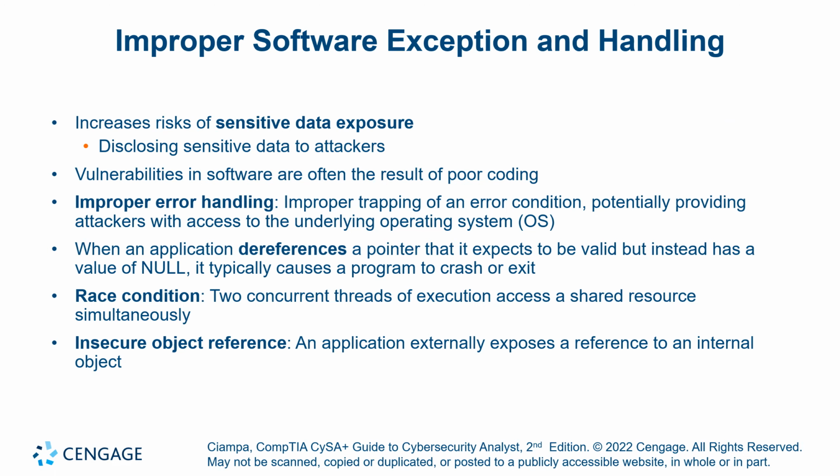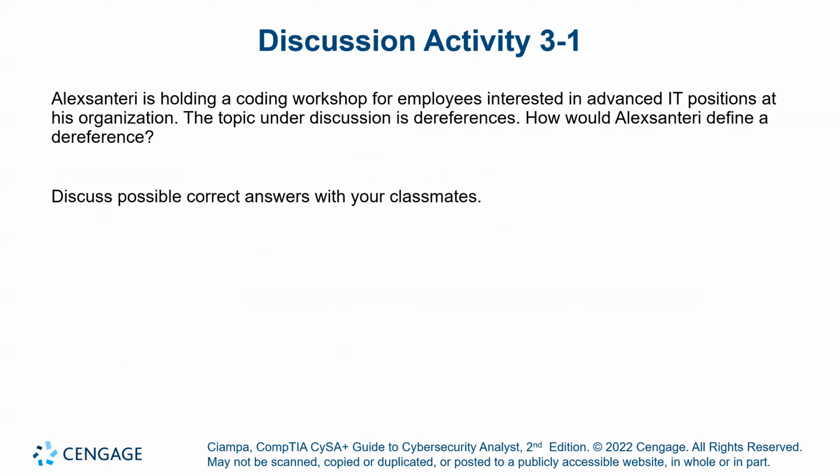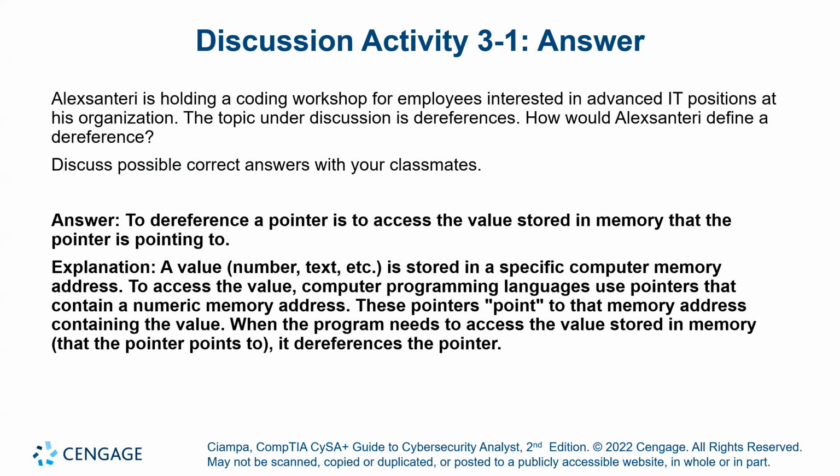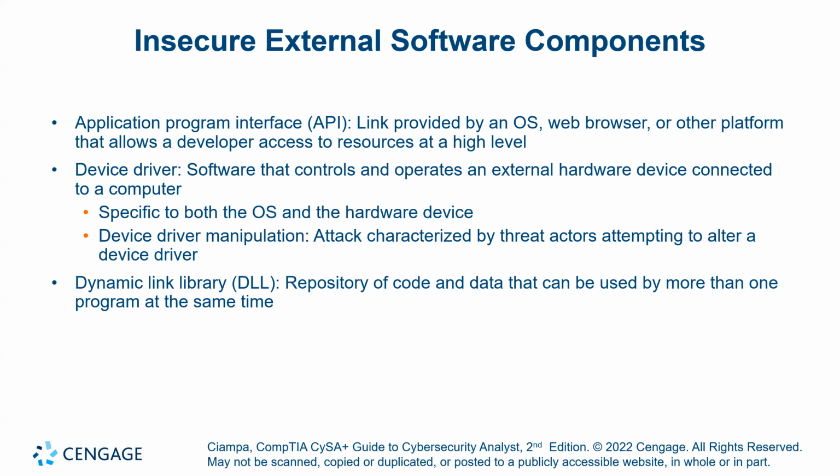Race condition: two concurrent threads of execution access a shared resource simultaneously. Insecure object reference: an application externally exposes a reference to an internal object. I'm just going to go right past those discussion ones since this is just to record because I had some committee meetings.